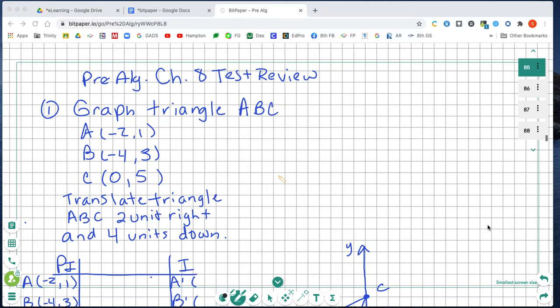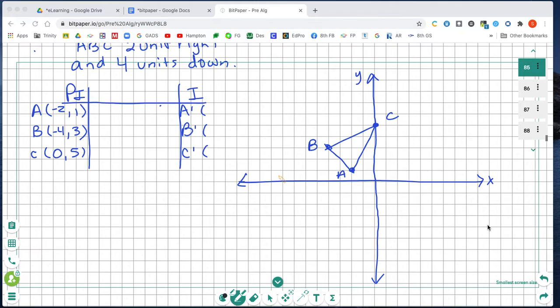So the first thing that we're going to do is set up our T chart. We're going to put in our ordered pairs for each of the vertices. And I've gone ahead and graphed (-2, 1). So (-2, 1) is A. (-4, 3) is B. And (0, 5) is C.